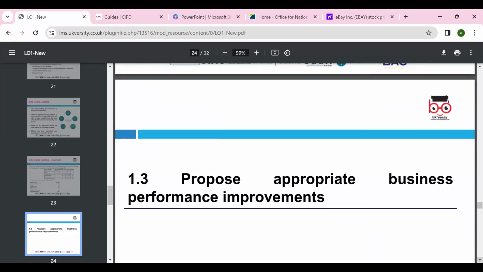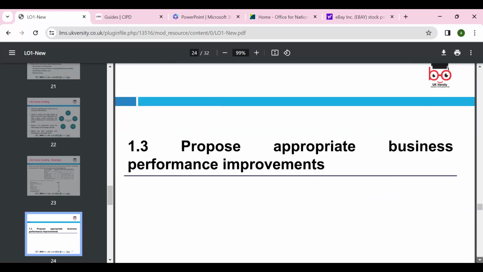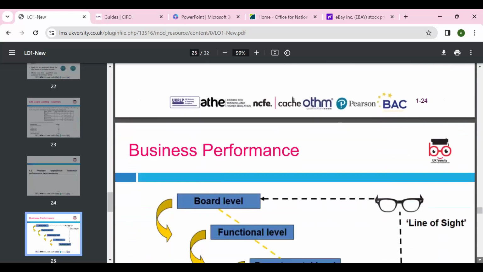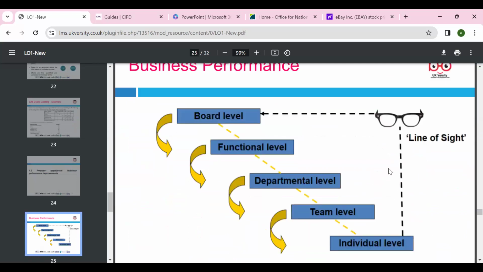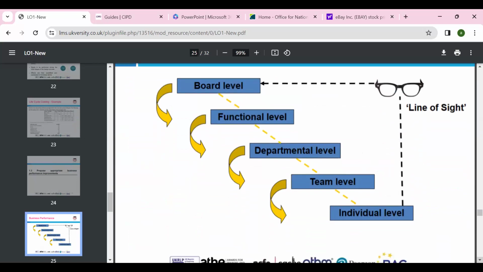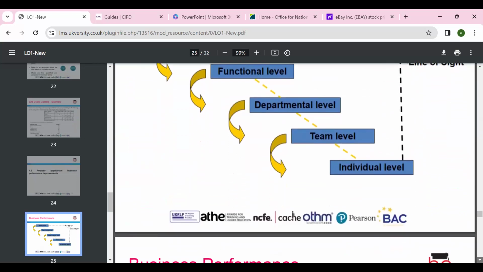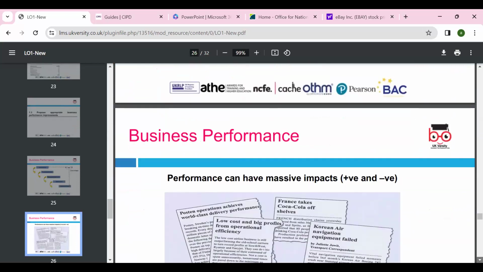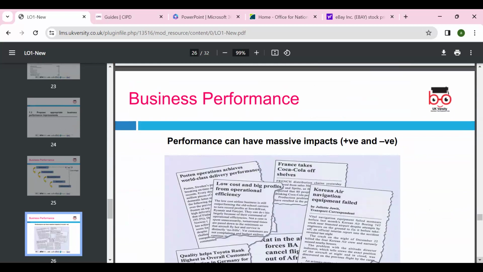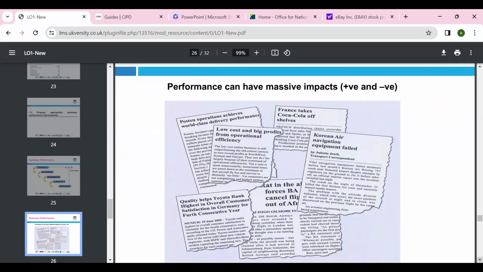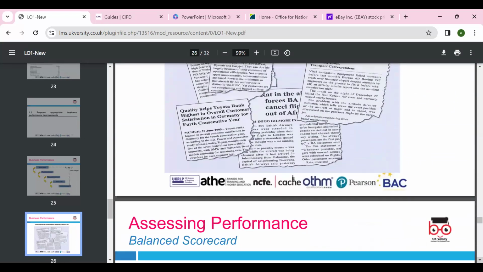And 1.3, propose appropriate business performance improvement. We can propose and look at this at a broad, overall strategic level, then at departmental level, functional areas like marketing and finance, team level, and individual levels. We always need to think about what we are working towards. Performance can be measured by impact. Normally we also carry on looking at 360-degree appraisal as an appraisal method. That also helps to measure performance, quality, and retention.